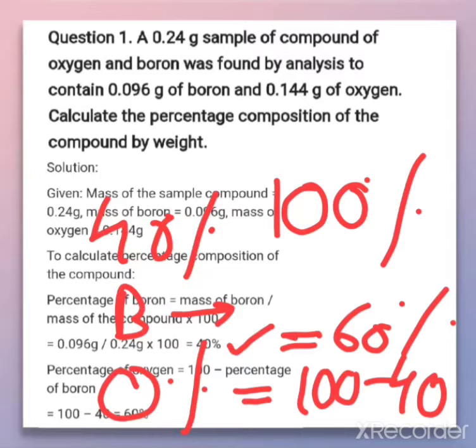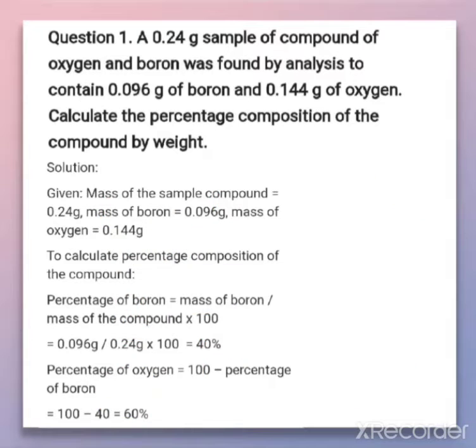Because the compound is made up of only boron and oxygen, we can say that in terms of percentage, the overall percentage will be 100. If the percentage of one of the components is known to you, you can find the other by subtracting from 100. So that gives 60%. So the answer is: the percentage of boron is 40% and the percentage of oxygen is 60%.